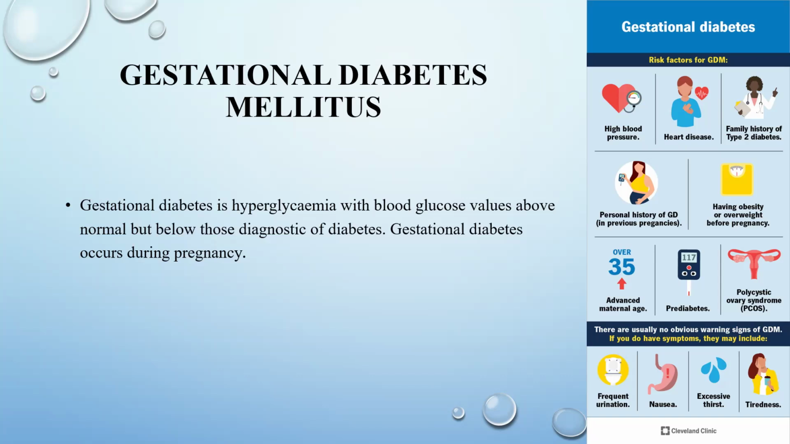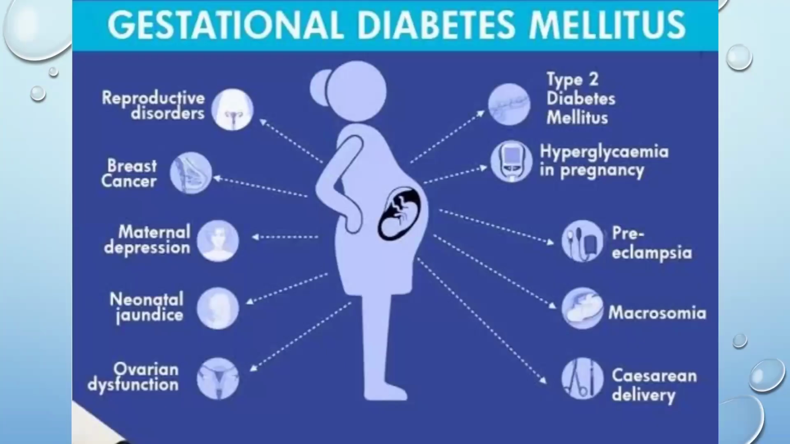So GDM is mostly diagnosed on the OGTT test, which is routinely performed by obstetricians. Gestational diabetes mellitus can lead to type 2 diabetes mellitus, preeclampsia, and factors which contribute: macrosomia, cesarean delivery, reproductive disorders, breast cancers, maternal depression, neonatal jaundice, and ovarian dysfunction.